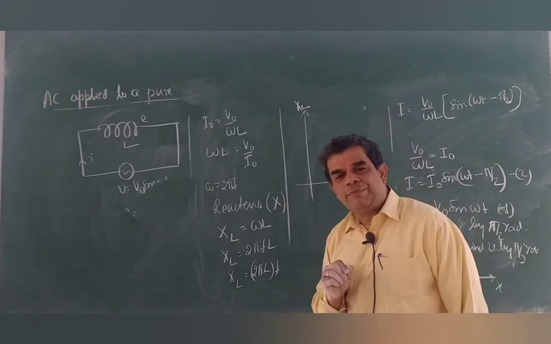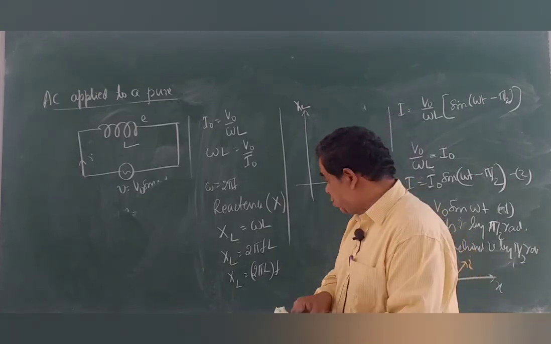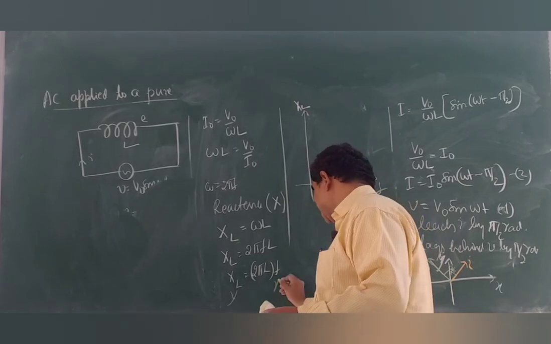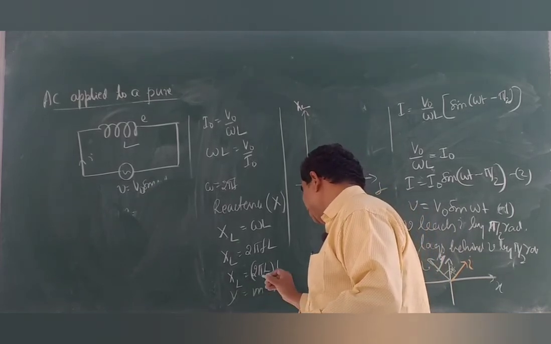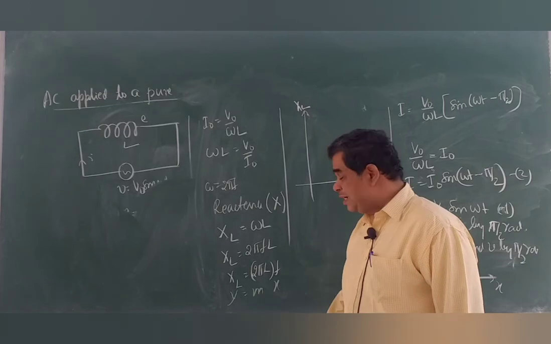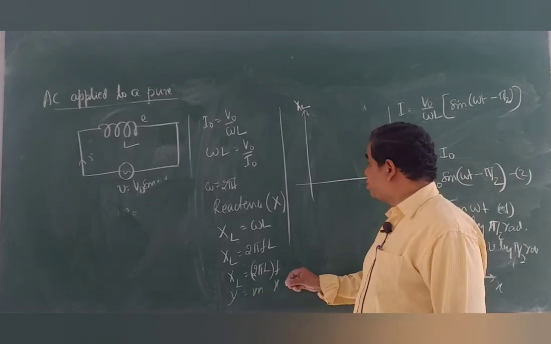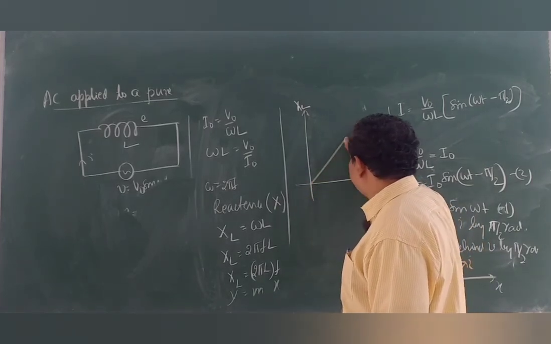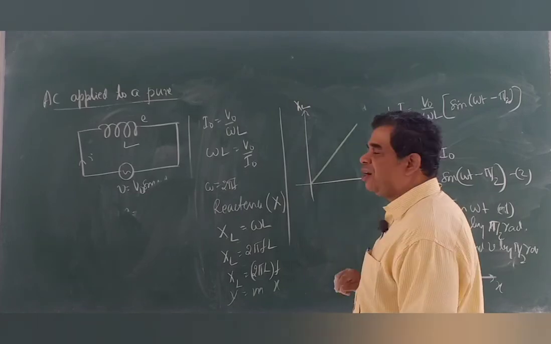Observe what type of graph you can expect. This is y and this is x. So, this is of the form y equals mx. That means it should be a straight line passing through the origin. I write. This is the graph.